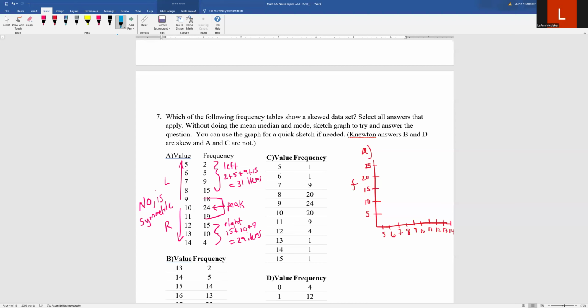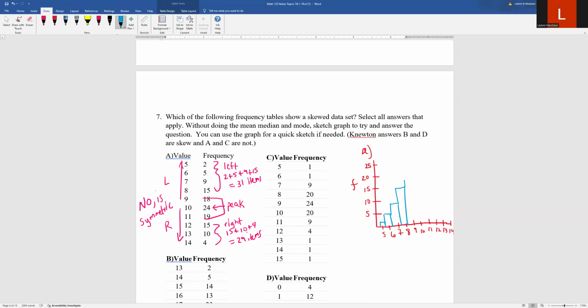So 5, there were only 2 items. So I roughly estimate what a height of 2 is. The height of your rectangle is how many of them you had. We had 2 5s. 6, there were 5 of them. So notice my bars are touching. I'm just drawing one bar right after the other, and they're half on each side of the mark. And then 7 goes up to 9, so just a little below 10. 8 goes up to 15.